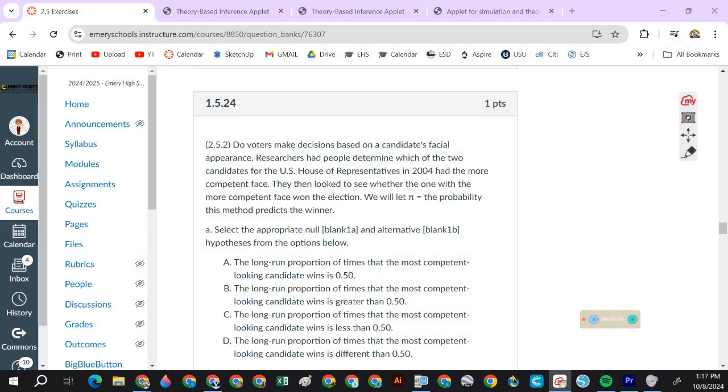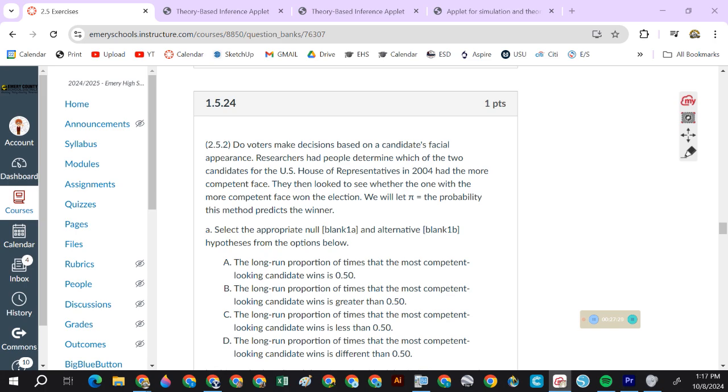Do voters make decisions based on a candidate's facial appearance? Researchers had people determine which of the two candidates to the House of Representatives in 2004 had the more competent face. You know what this means? People like me and Jacob are in trouble. They then looked to see whether the one with the more competent face won the election.